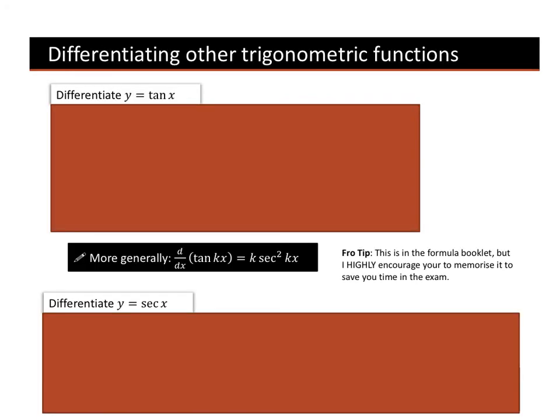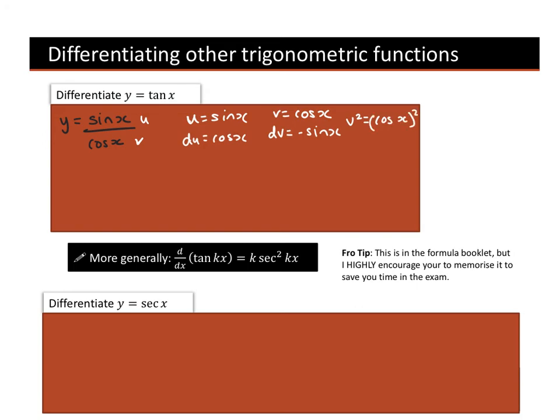So, differentiating trigonometric functions. First of all, tan. So y equals sine x over cos x. What do we notice? We have a function that's divided, first thing we should be thinking, quotient rule. V, U. So, U is sine x, du cos x. V cos x, dv minus sine x. V squared, cos x squared.